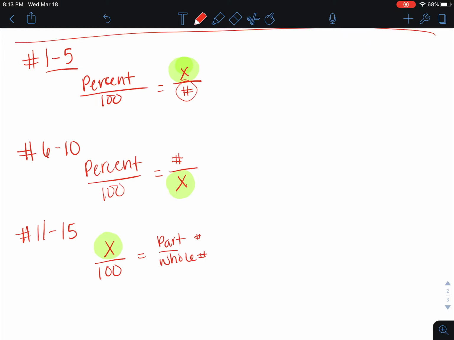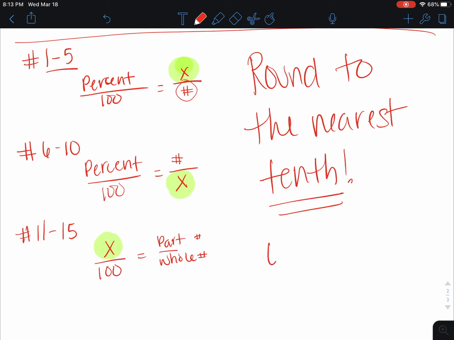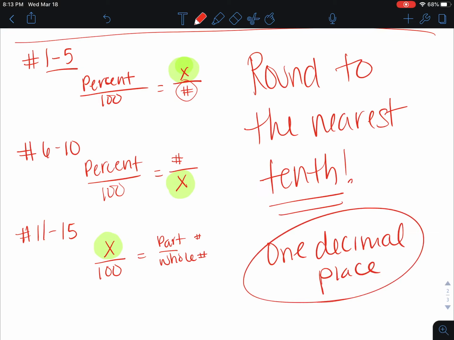Now, here's the other thing you have to do on this. Round to the nearest tenth. So 1 decimal place. All right, make sure you do that on these. Okay, I'm going to do 1 problem from each section, so that leaves you with 4 problems from each section to complete for your work for today.